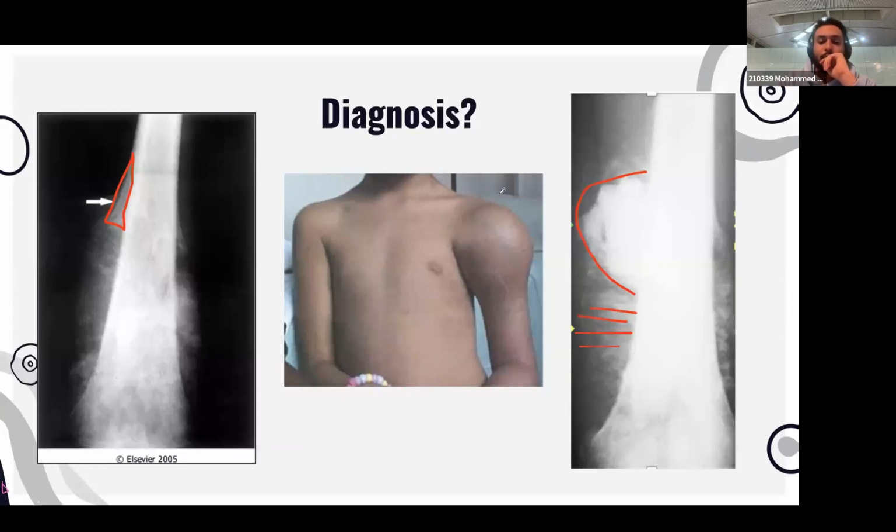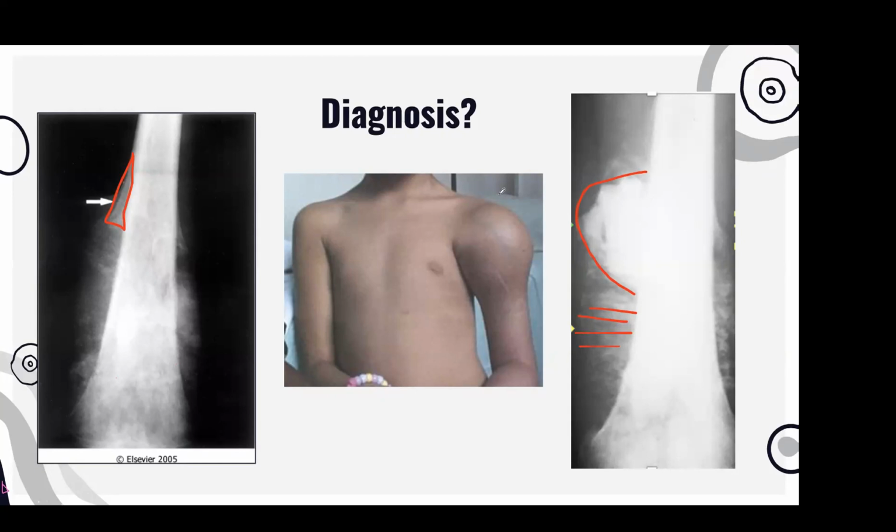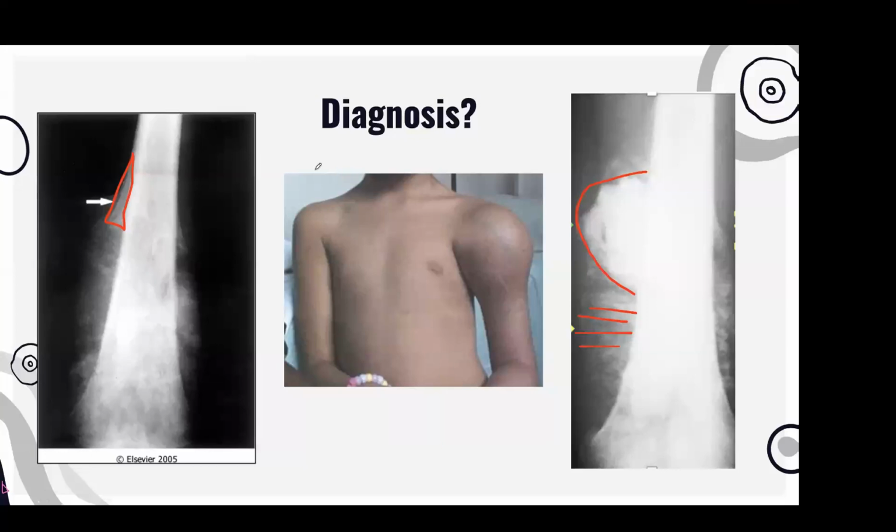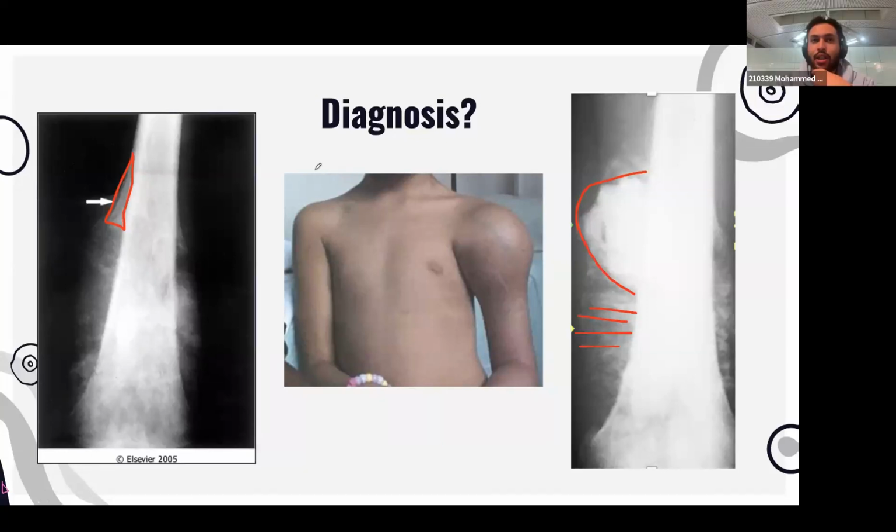Where in the bone does it usually occur? Which part of the bone? Metaphysis. Perfect. Now, can someone tell me what's the gene mutation that's implicated in osteosarcoma? RB. Good. Retinoblastoma gene. Very important. I forgot if this was in the slides or not, but Dr. Aban really loves these things, so I will mention it. Retinoblastoma gene.